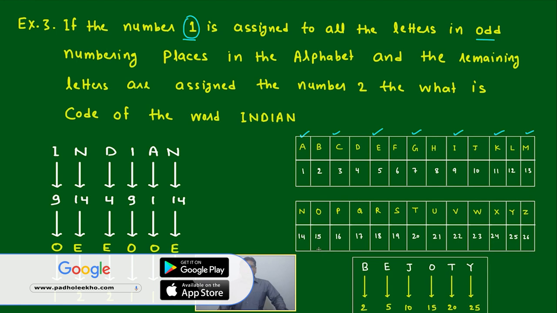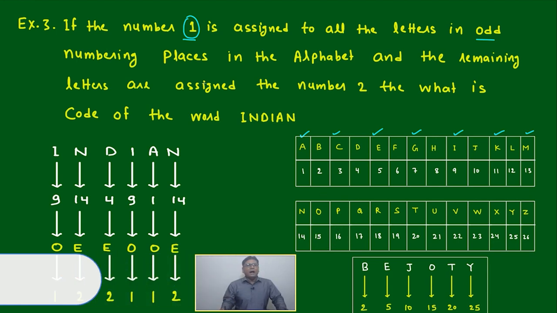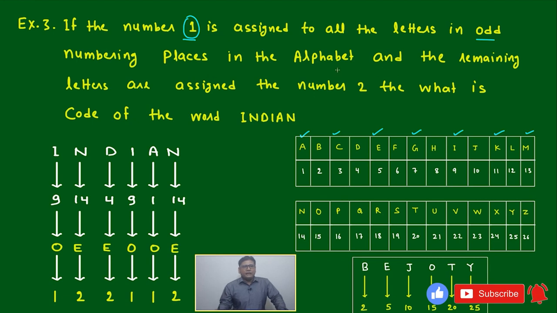In a similar way, all odd positioned alphabets will be assigned 1, and for even positions, again it is given, the remaining letters are assigned the number 2. Means we can say indirectly it is saying that even position alphabet is assigned 2. Means odd position 1, even position 2.